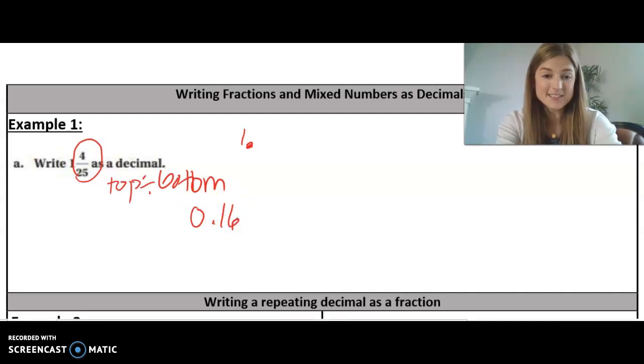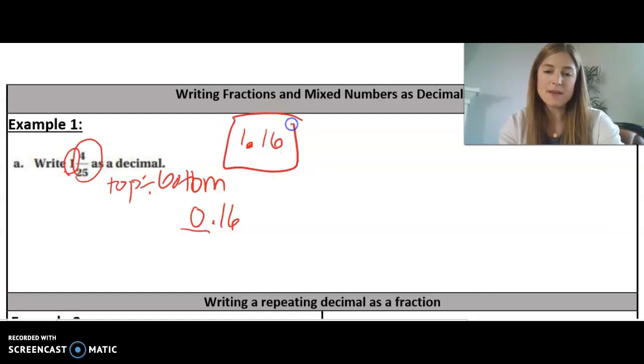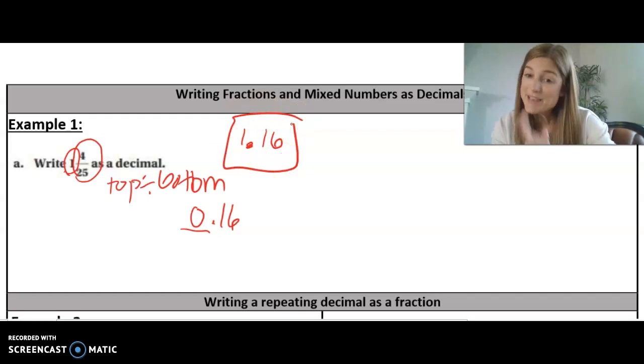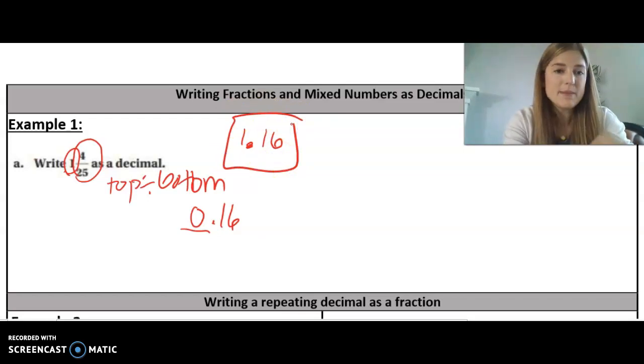0.16 is not my answer, because don't forget we had a 1 before. So that's 1 as a whole, and after the decimal is the 0.16. And that would be my final answer. What I would recommend to you is to use this method of, let me erase what I did.